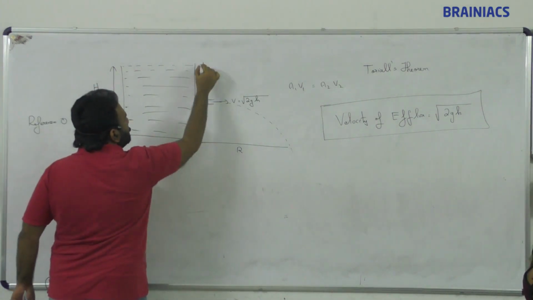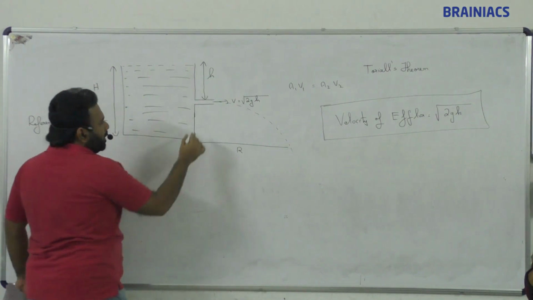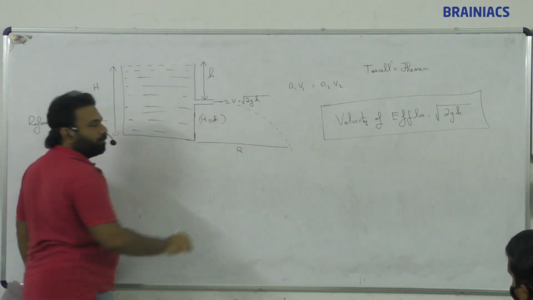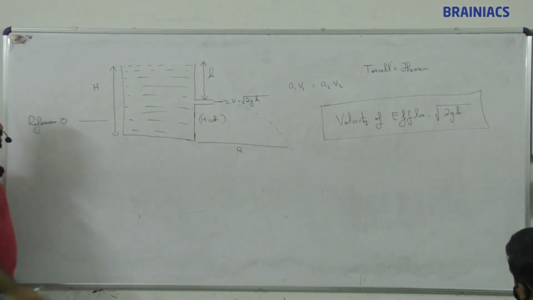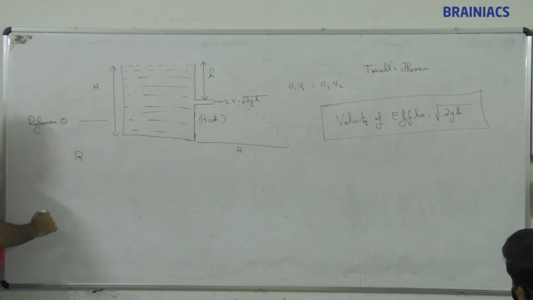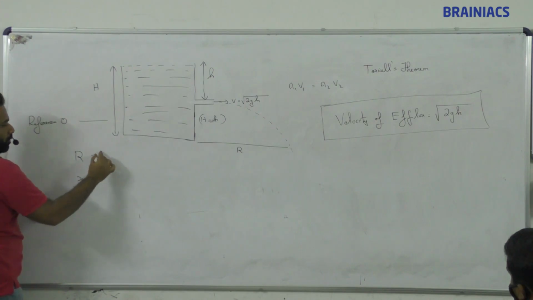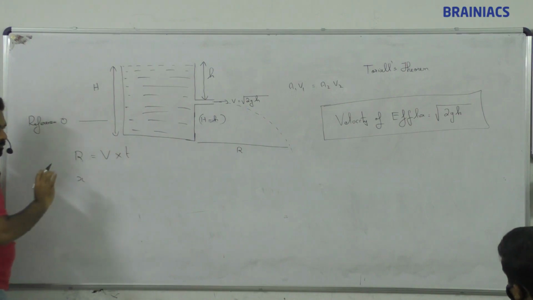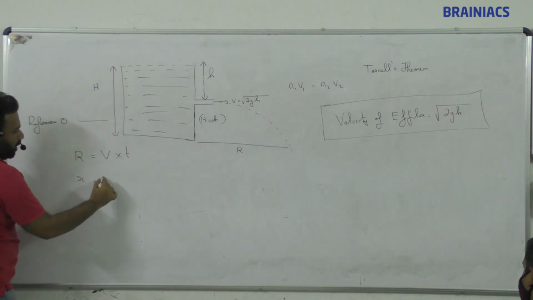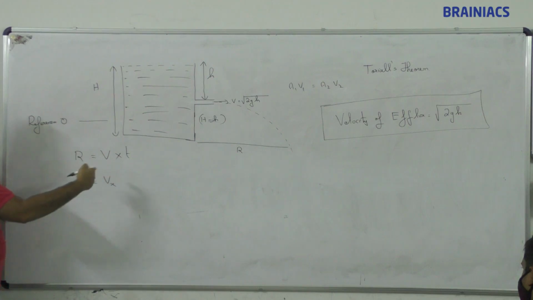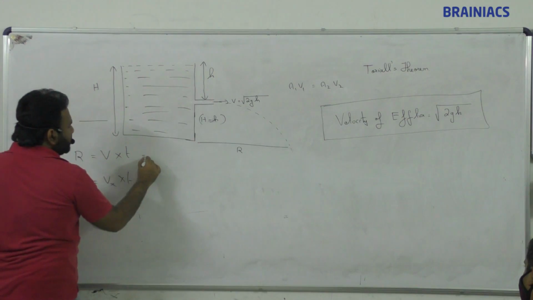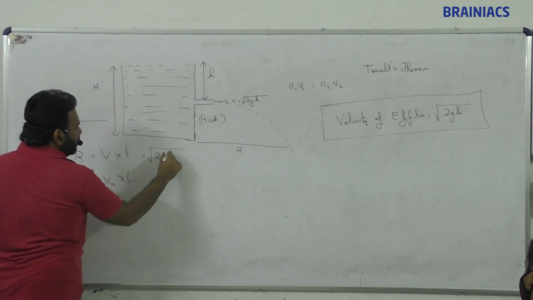and this height is small h, can I call this height as H minus h, H minus h? So suppose if I need to find the range, this is actually horizontal displacement. So this is equal to V into time. So this V should be what? Velocity into time. So this root 2gh is horizontal velocity, isn't it? 2gh.